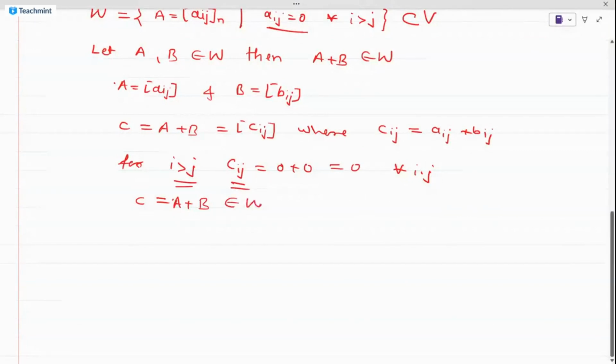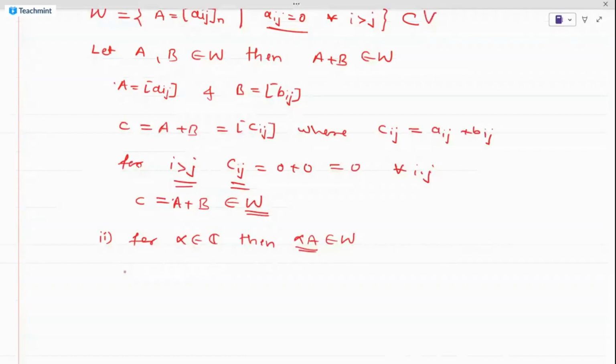Therefore, the sum of two upper triangular matrices is an upper triangular matrix. And the second condition of the subspace: for any scalar alpha belonging to the field, is alpha A in W? If A is an upper triangular matrix, then alpha A is also upper triangular. Combining these two conditions, a linear combination of upper triangular matrices is an upper triangular matrix.